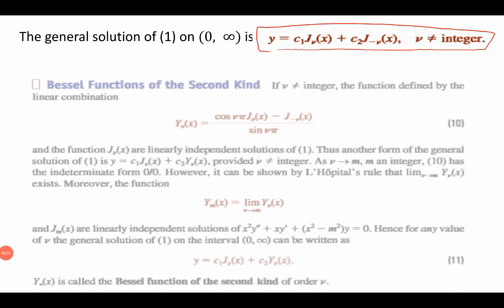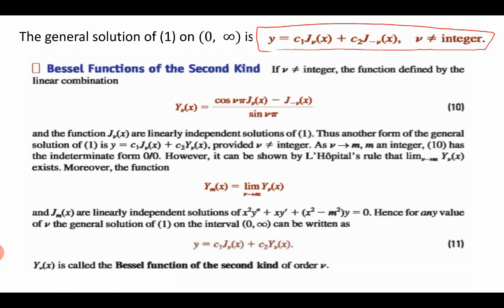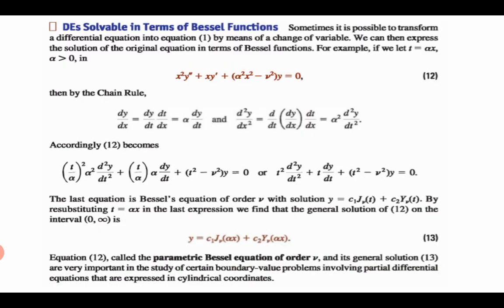Next, we find Bessel's function of second kind. We just replace this j negative v of x by another one, y v of x. If you write this way, the answer is Bessel's function of second kind of order v. So you can use either this one or this one. Let's go. We don't want to expand all these things.